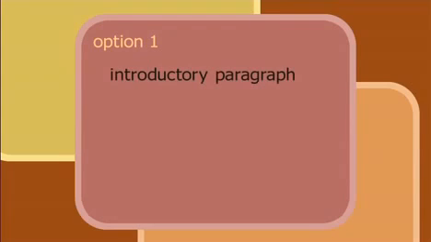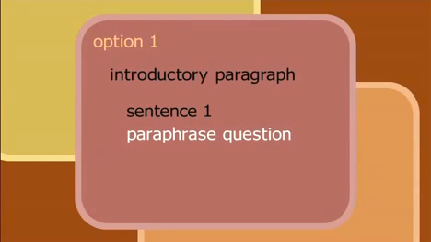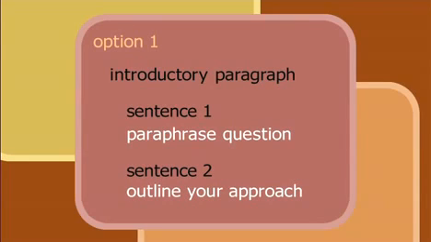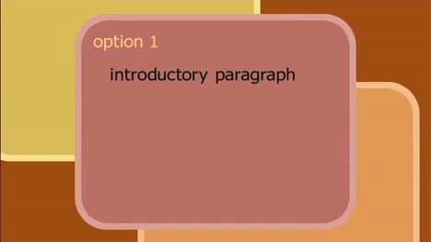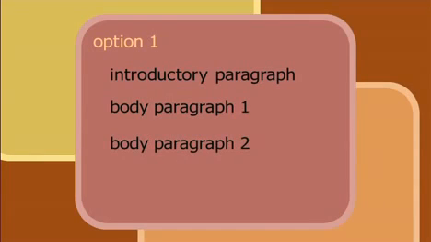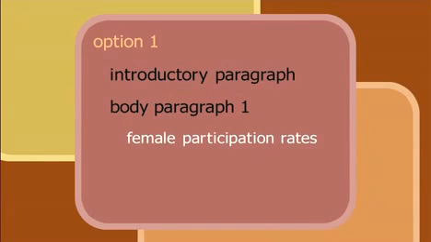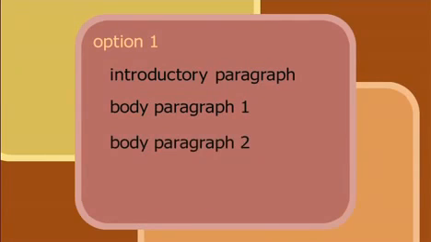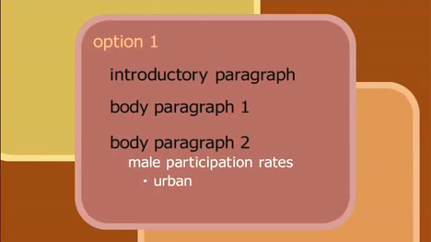The first paragraph is the introductory paragraph. It should only have two sentences. Sentence one should paraphrase the question, and sentence two should outline your approach to the data. The second two paragraphs are body paragraphs 1 and 2. In the first, you might address female participation rates for each location, urban, rural, and remote. In body paragraph 2, you'd talk about male participation rates for each location, urban, rural, and remote.